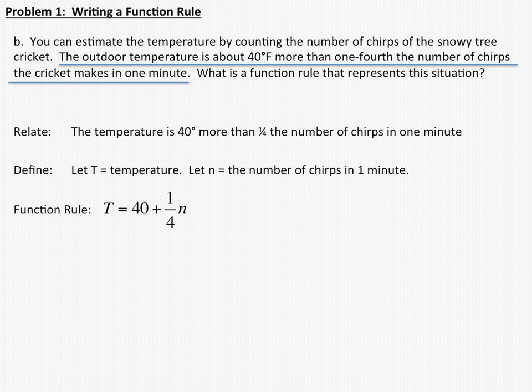n is the number of chirps. Okay, the temperature is 40 degrees more than 1/4 the number of chirps: 1/4 n plus the 40. You can put plus 40 at the end instead of in the front, but the way I read it, 40 degrees more, so I'll put plus 40 in the front.